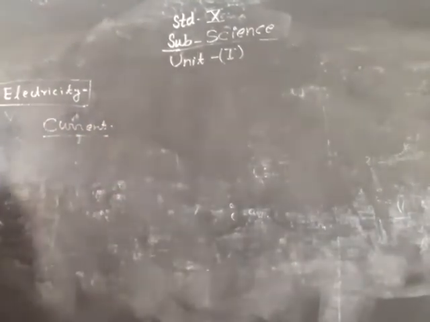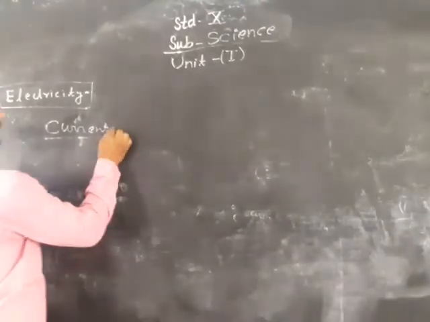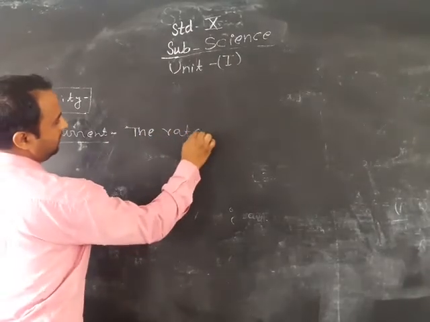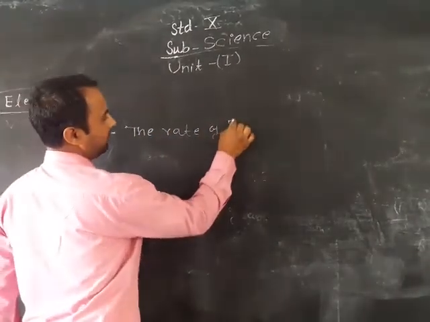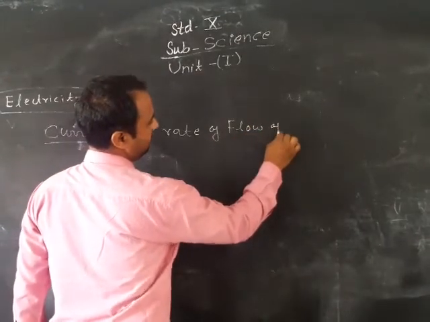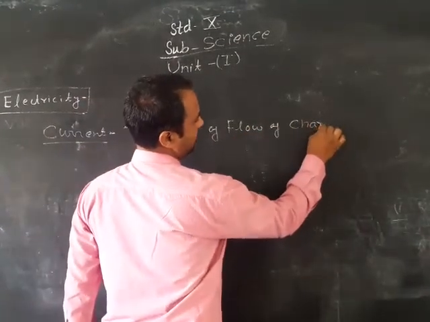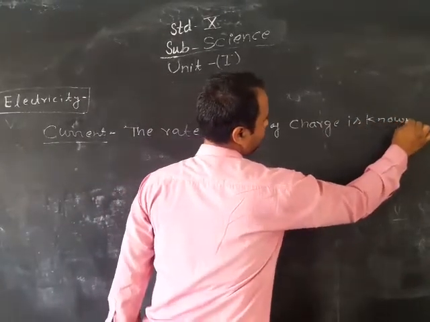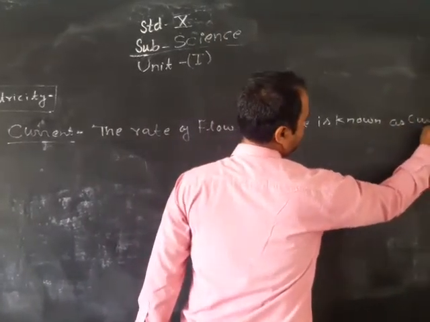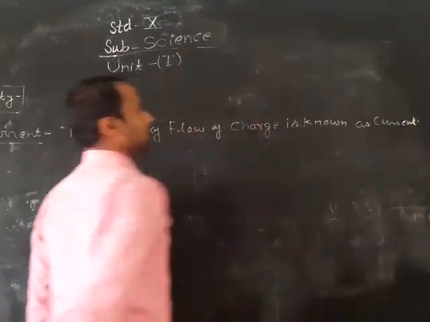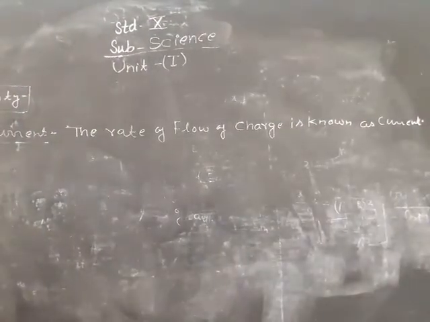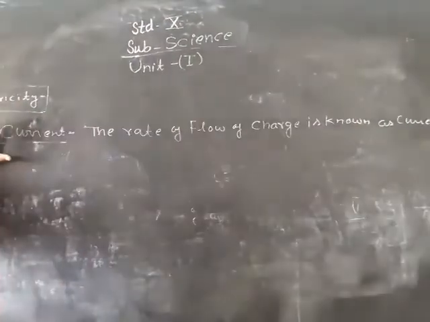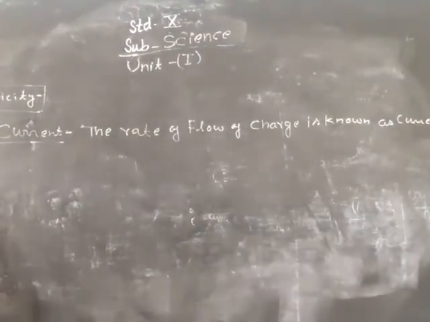What is the basic definition of current? The rate of flow of charge is known as current. This is the basic definition, because in the previous lecture we discussed the charge, and now the rate of flow of charge is the basic definition of current. Basically, it is the electric current.